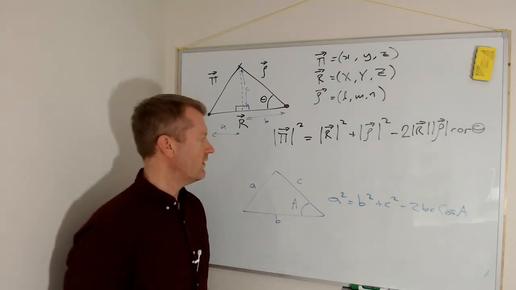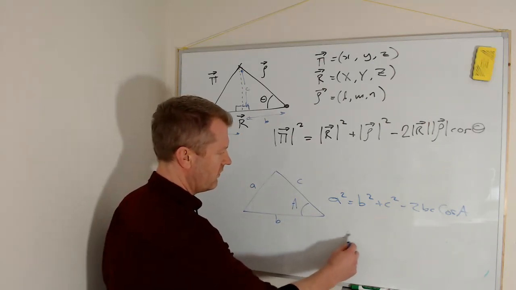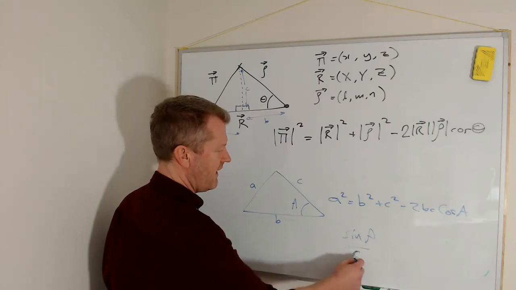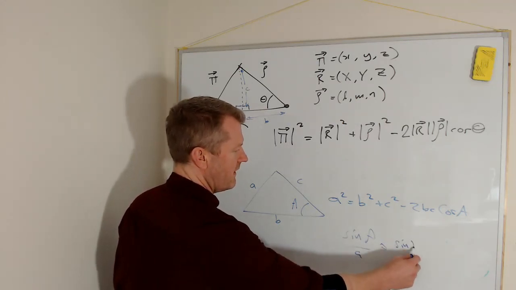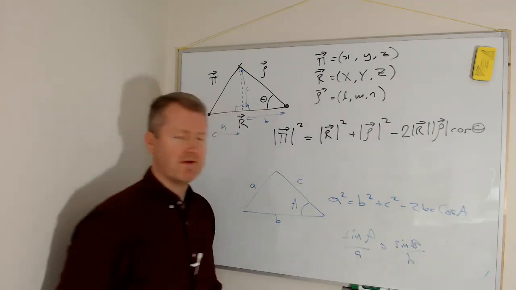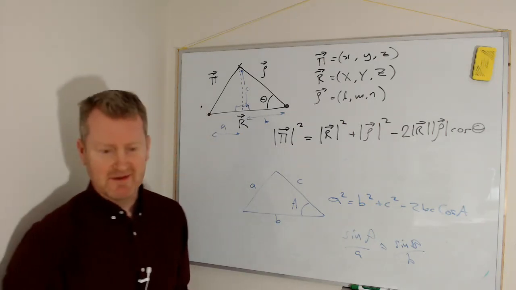There's another one called the sine rule, which is sine A over A equals sine B over B. I won't bother deriving that today. Another time, something to look forward to.